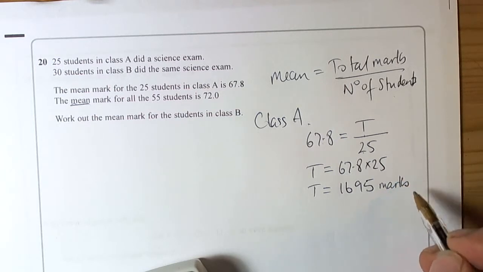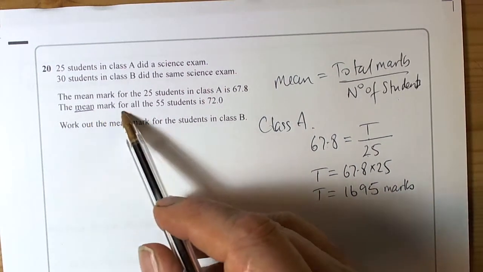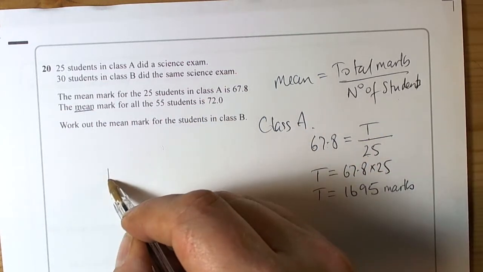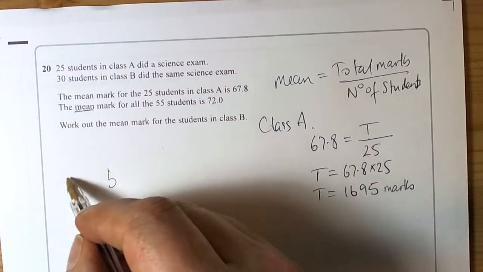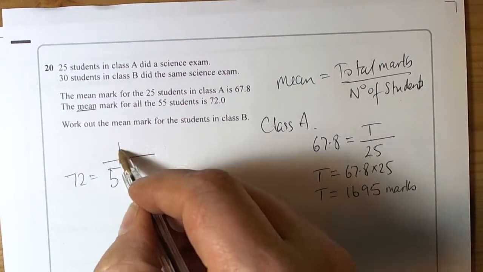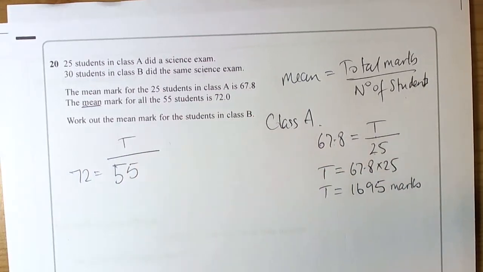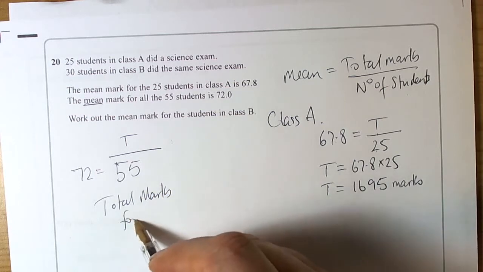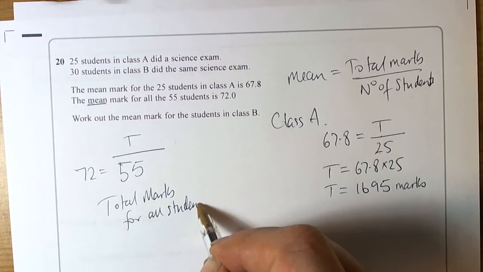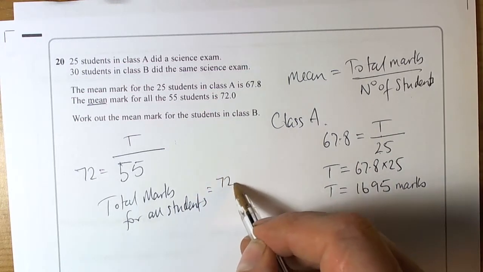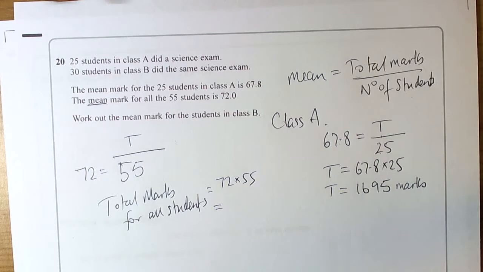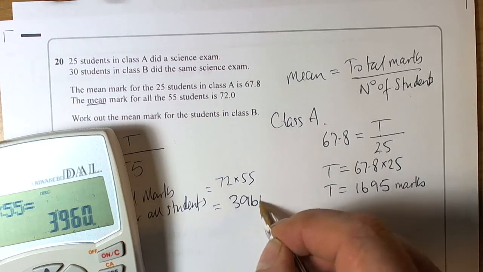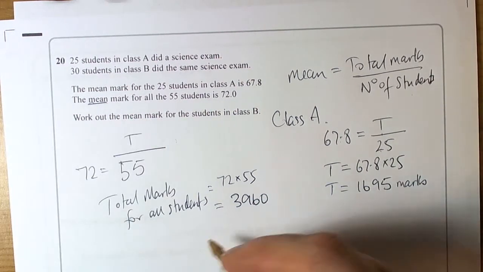So Class A scored a total of 1,695 marks. The mean mark for all the 55 students is 72. So that's basically telling me that 72 is equal to sum total divided by the 55 students. So the total marks for all students is equal to 72 times 55. So 72 times 55 equals 3,960.